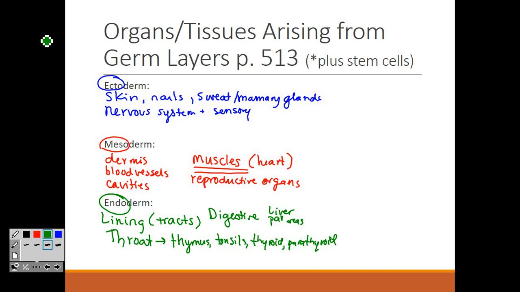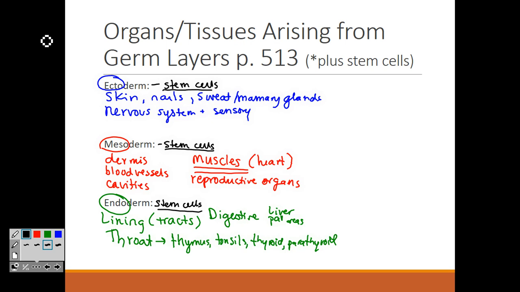Now, I mentioned, or I added to my little title there, stem cells. And I just want to come back to the idea of a stem cell, because when we talked about the cell cycle way back in the beginning, we touched on them briefly. But the ectoderm is made up of stem cells. The mesoderm is made up of stem cells. And the endoderm is also made up of stem cells.